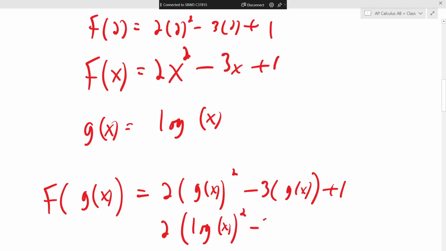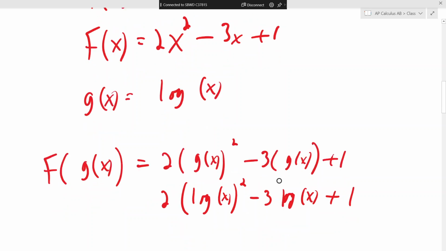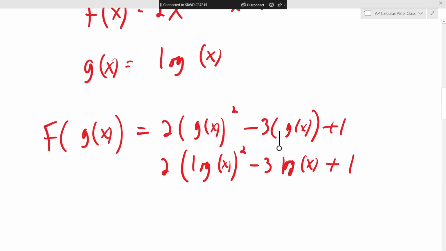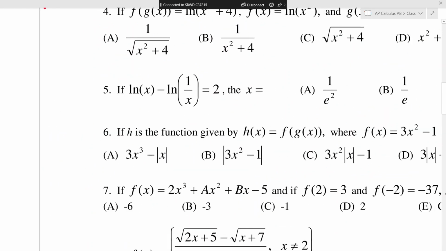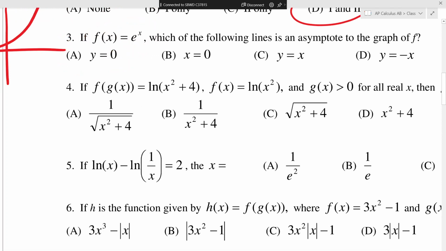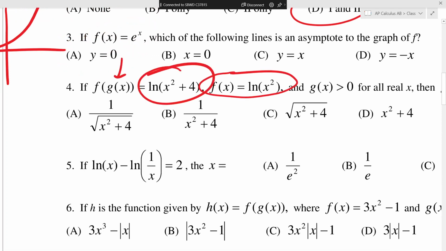So it's that plus that, or minus that plus that. Do we handle that? That's an L, not a 1. 3 log. Make sense? So when they ask you this, although it might look a little scary, they're saying, hey, f of x is this. When you plug g in, you get this.